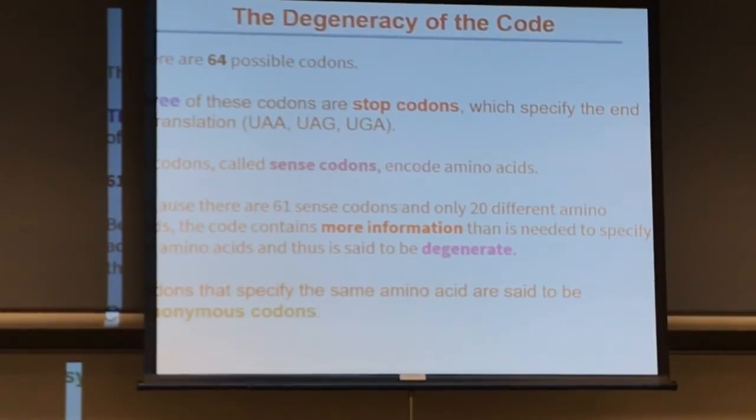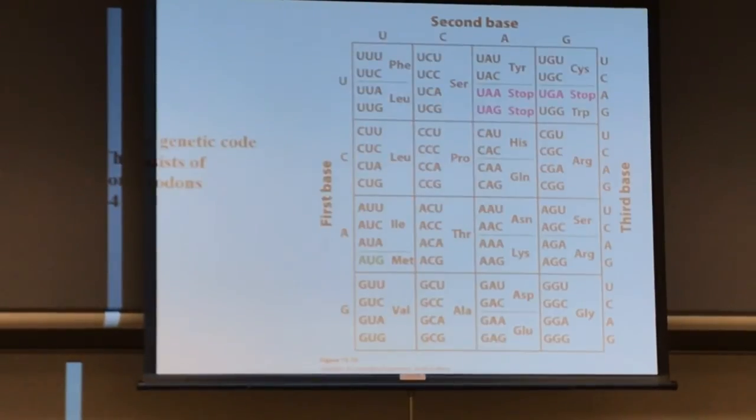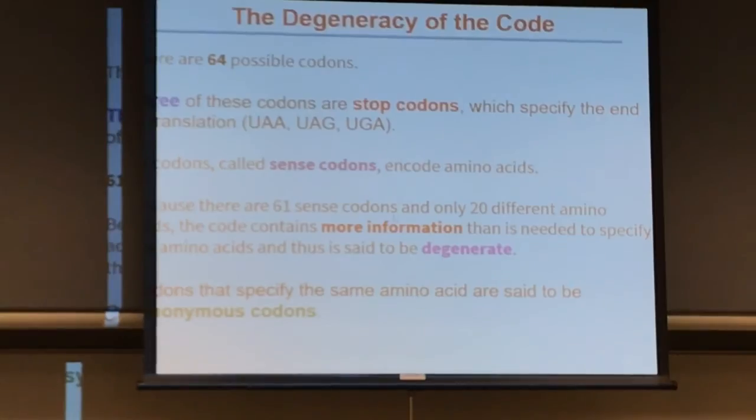Since 61 codons code for only 20 different amino acids, more than one codon is coding for the same amino acid, so the genetic code is said to be degenerate. Codons that specify the same amino acid are called synonymous codons. So for example, if you look at this genetic code, CUU, CUC, CUA, CUG all code for leucine, right? These 4 codons which code for the same amino acid, leucine, are referred to as synonymous codons. Okay, synonymous codons.